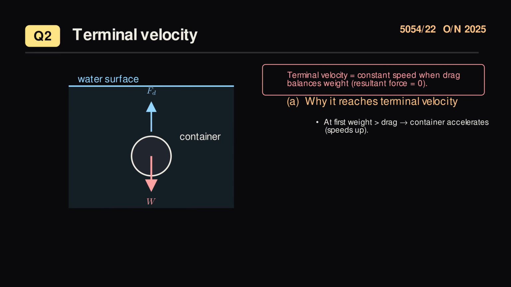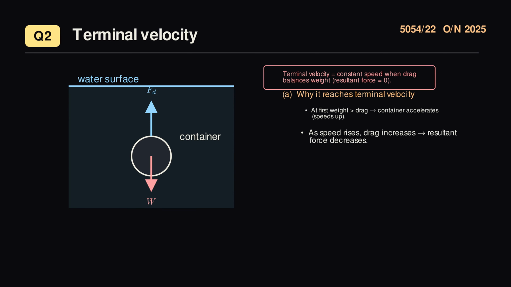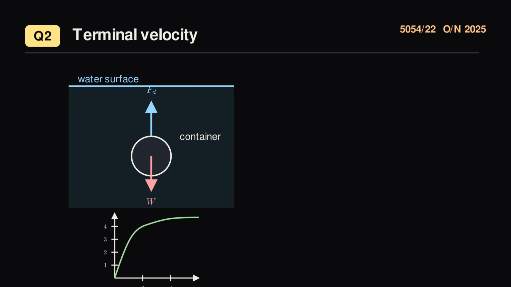At first weight is greater than drag, so it accelerates. As speed rises, drag increases and the resultant force decreases. When drag equals weight, the resultant is 0 and the speed becomes constant. On a speed-time graph, the speed rises steeply at first, then levels off as it approaches terminal velocity.